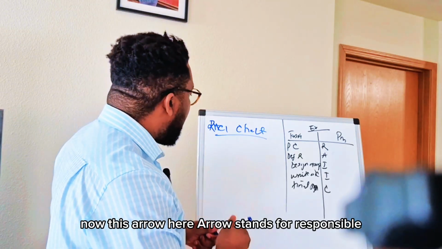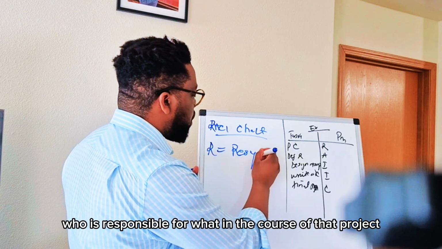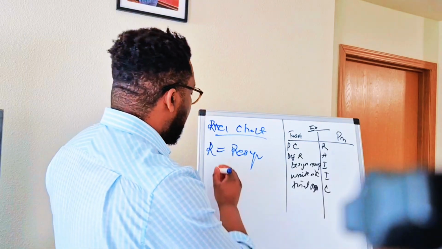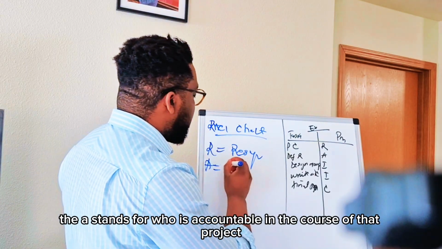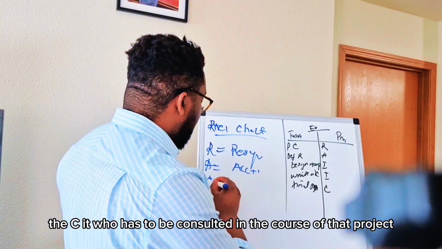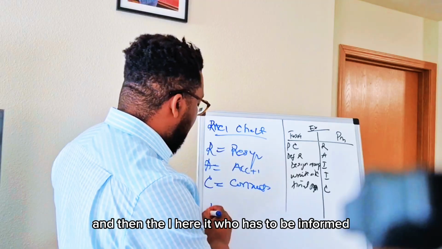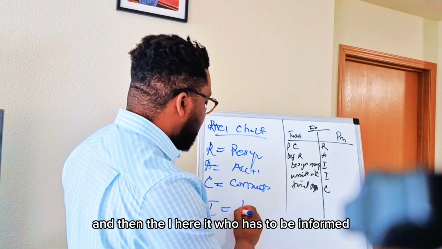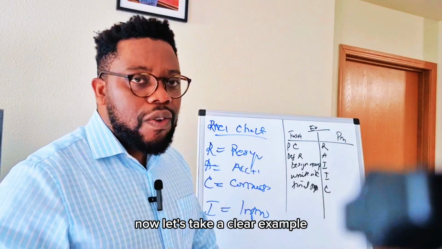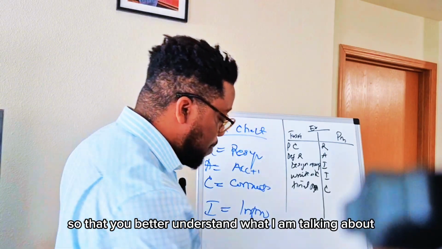Now, this R here stands for responsible, who is responsible for what in the course of that project. The A stands for who is accountable in the course of that project. The C is who has to be consulted in the course of that project. And then the I here, it's who has to be informed. Now, let's take a clear example so that you better understand what I am talking about.